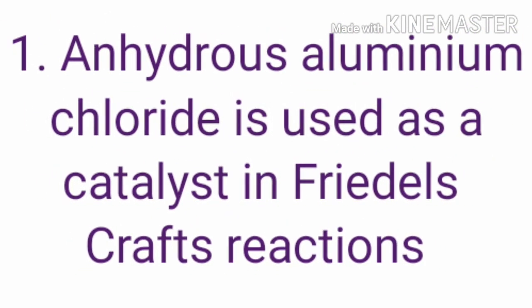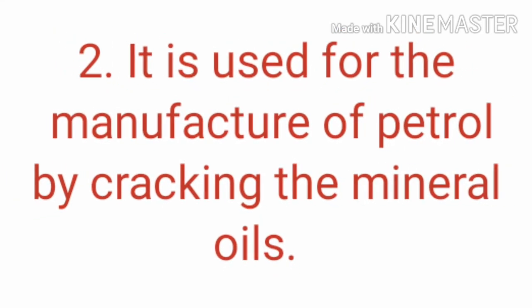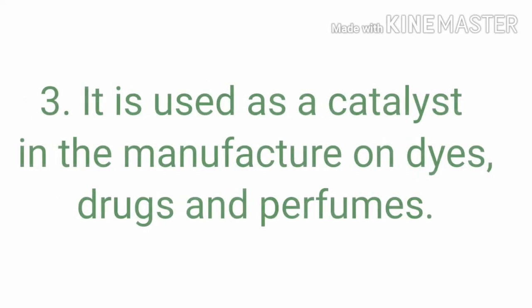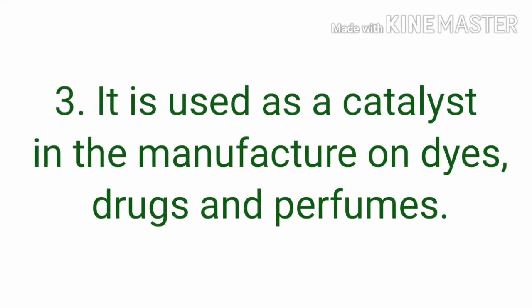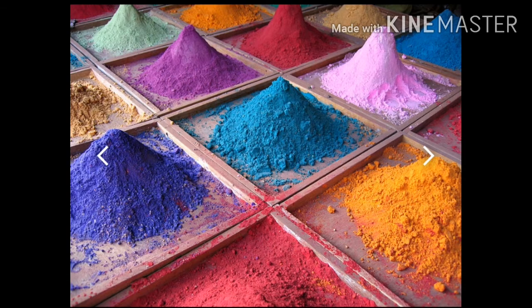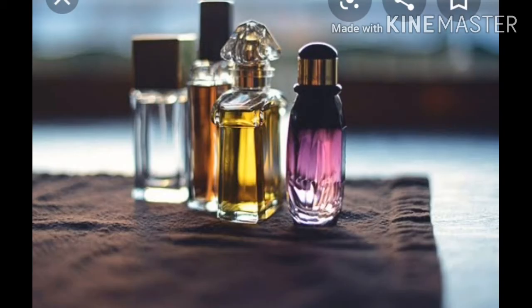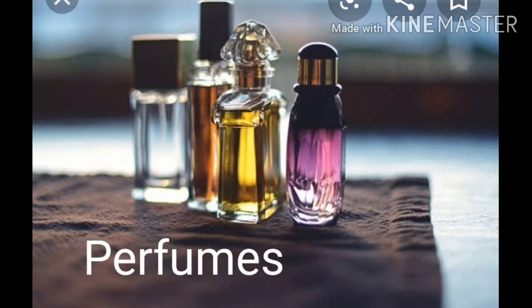Now uses of aluminium chloride. See, aluminium chloride is used as a catalyst in Friedel-Crafts reaction. This Friedel-Crafts reaction you studied last year. Second use, in the manufacture of petrol by cracking the mineral oils. See the picture, this is the cracking of mineral oil. Here aluminium chloride is used. Third use, as the catalyst in the manufacture of dyes, drugs and perfumes. See the picture, this is dyes for coloring of many clothes. Then this is drugs. Then perfumes. Perfumes you know very well.